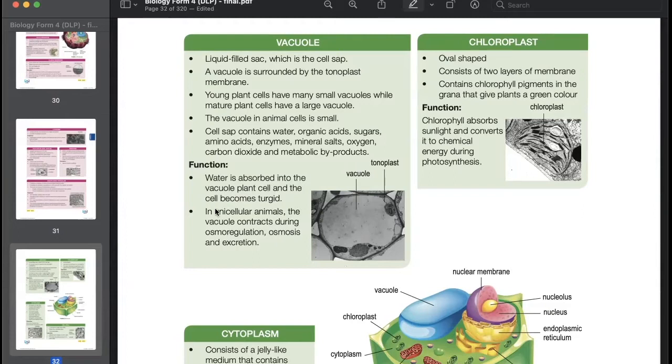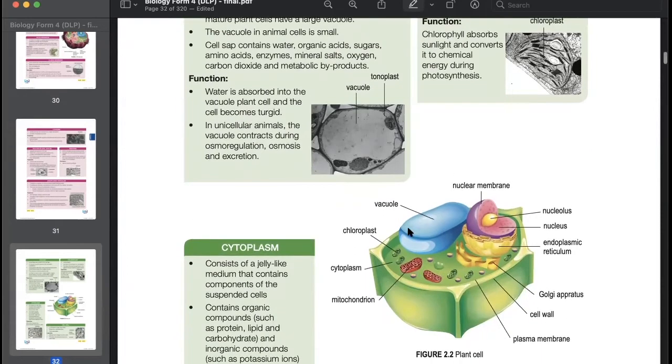Okay, in unicellular animal, the vacuole contracts during osmoregulation. Yang ni kita belajar next slide. Okay, so apa fungsi vacuole ni? Awak cakap contain cell sap which contain water, organic acid, sugar dan sebagainya. Boleh faham? Okay. Done with vacuole.